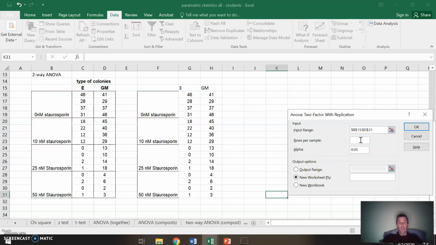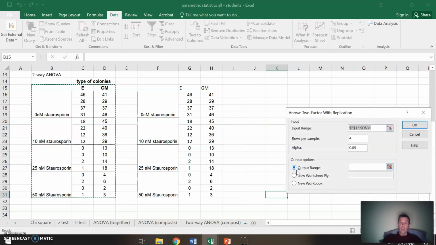And then you're going to tell it rows per sample. That basically means your replicates. I have 4 rows per sample: 1, 2, 3, 4. That's my number of replicates. This is saying we want a 95% confidence interval. And then I'm going to give myself a spot to put the table.